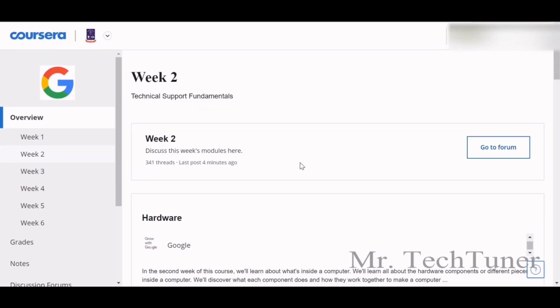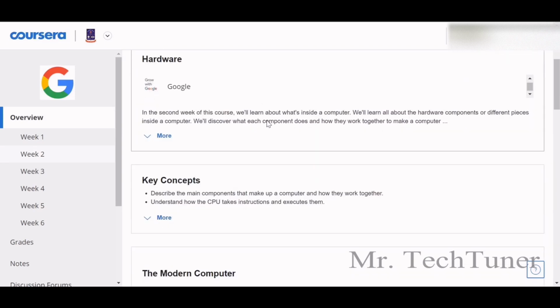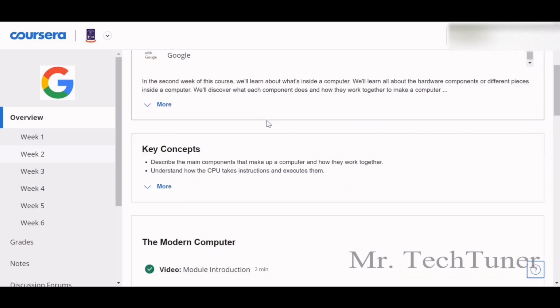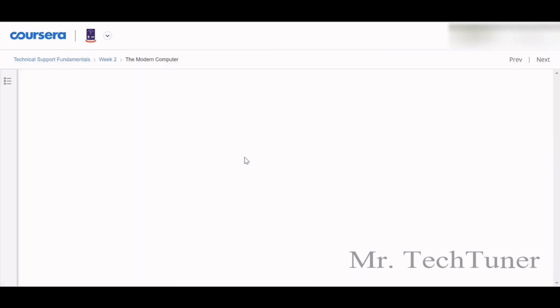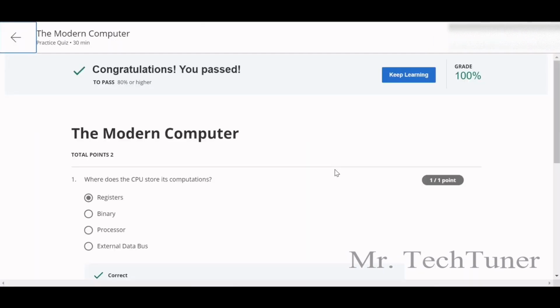So today we're going to solve week 2 of Technical Support Fundamentals, which is a course of the Google IT Support Professional Certificate. In week 2, they basically talked about the hardware of the computer. Okay, so the first question we are going to have is about the modern computer. What do you mean by modern computer? The questions are all about them.